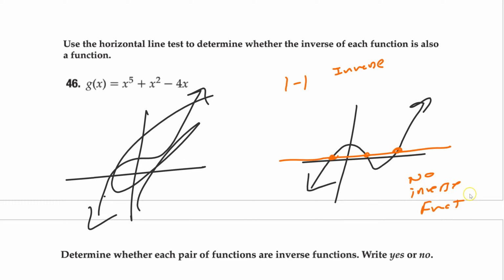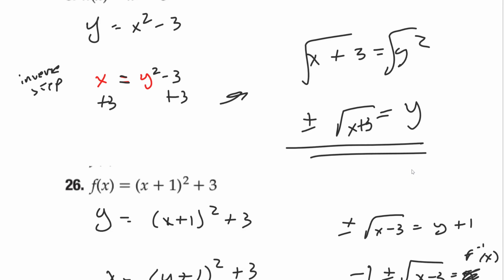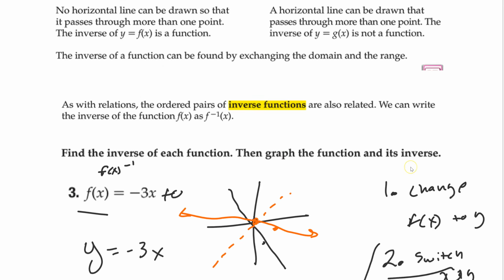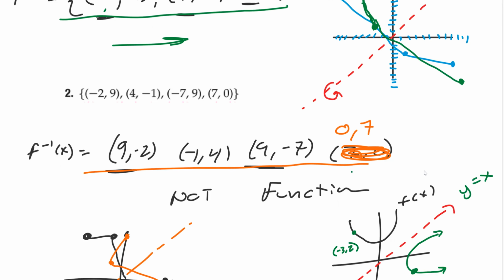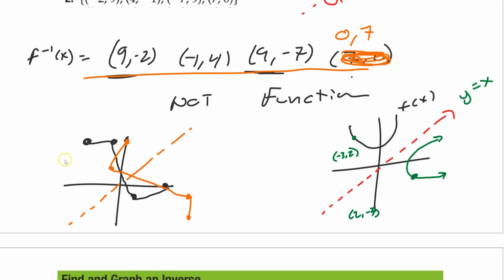That's all it's about. If you look at some of the ones we did up there, let's go back to the very start. That blue line would pass the horizontal line test, and its inverse is a function. Look at this one. The black line would not pass the horizontal line test. Right here it fails. If I draw a horizontal line, it fails. And if you notice, the orange line is not a function.